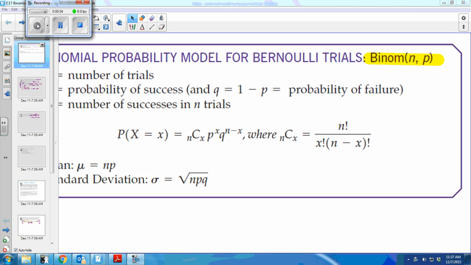Chapter 17, we did the geometric model, we've talked about the binomial model, and today we're going to keep talking about the binomial model.